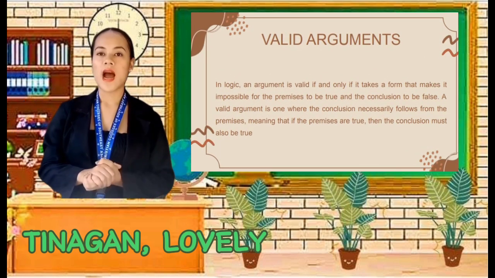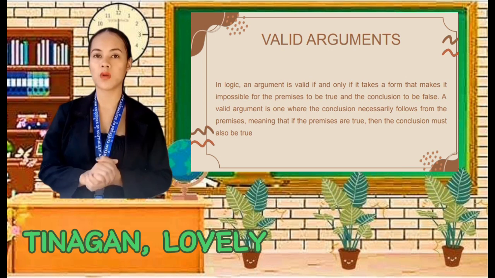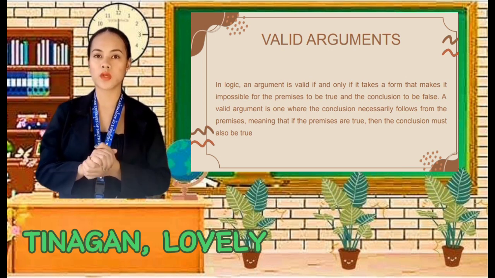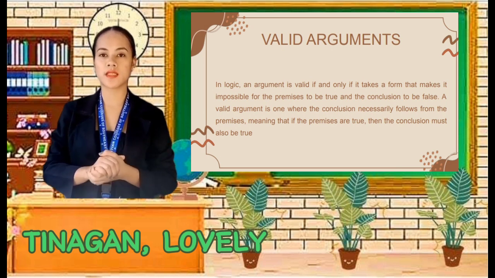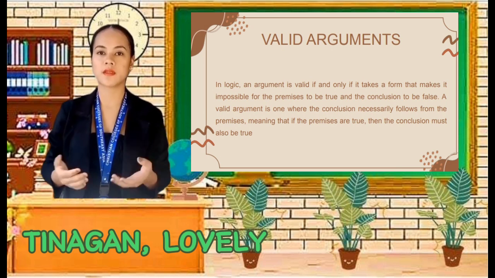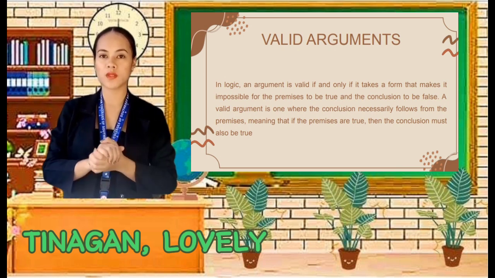In logic, an argument is valid if it only takes a form that makes it impossible for the premises to be true and the conclusion to be false. A valid argument is one where the conclusion necessarily follows from the premises, meaning that if the premises are true, then the conclusion must also be true.